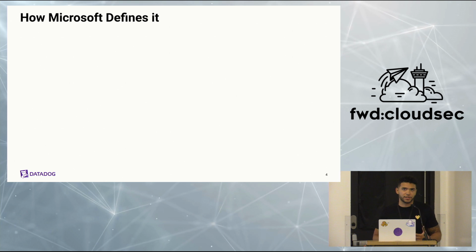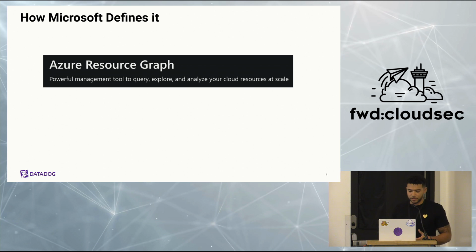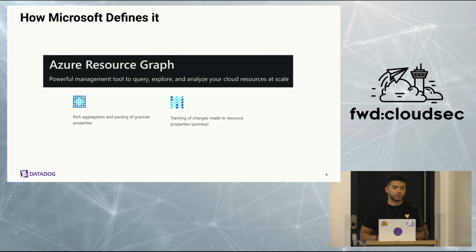So first, as I began digging deeper into what Resource Graph is, I wanted to see how Microsoft markets it, and also how they define it. What I found is that they define it as a powerful management tool to query, explore, and analyze your cloud resources at scale. They do a very good job of capturing the essence of Azure Resource Graph in a concise manner, and I absolutely love this definition. They also add that it allows for rich aggregation and parsing of granular resource properties, which we'll go over. And also, a feature that is now in preview is the tracking of changes made to resource properties, so resource change history over the past 14 days.